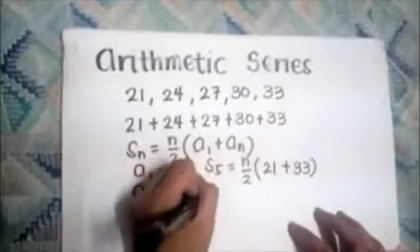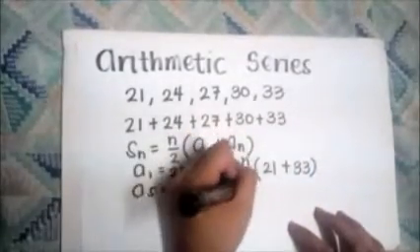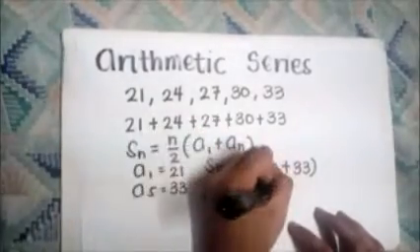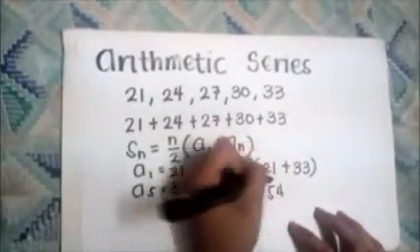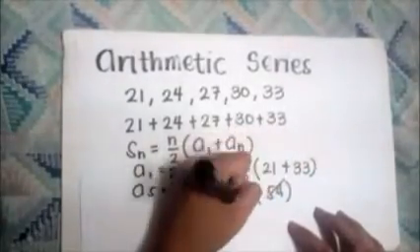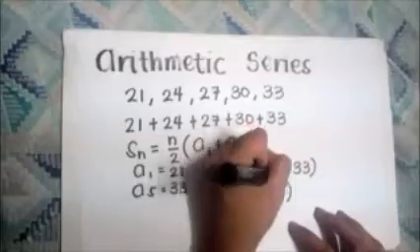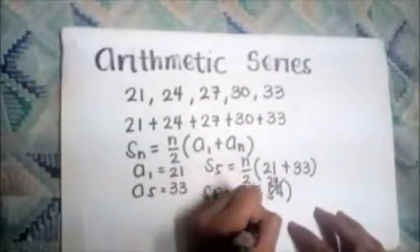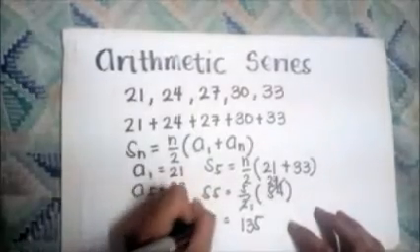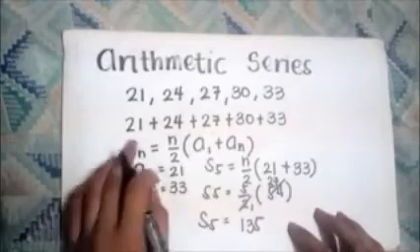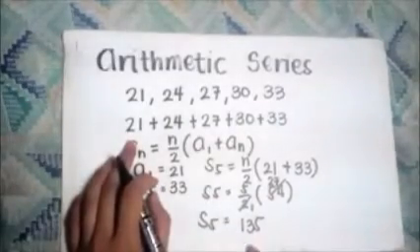We have S sub 5 is equal to 5 over 2 times 54. We have to cancel this out. So we have 1, 27. 27 times 5 is equal to 135. So the sum of this arithmetic sequence is 135.